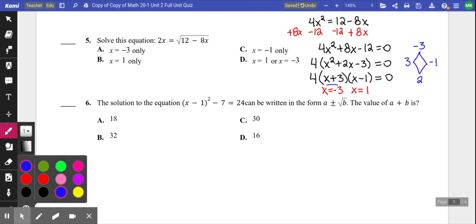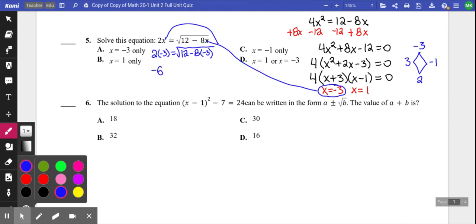For instance, take x equals negative 3, substitute it into this original equation. That would give you 2 times negative 3 equals the square root of 12 minus 8 times negative 3. That means I have negative 6 on the left side equals, if you put this whole thing in your calculator, positive 6. Those do not equal each other. One is negative, one is positive. Therefore, negative 3 is an extraneous solution. It does not work. And the correct answer is x equals 1.